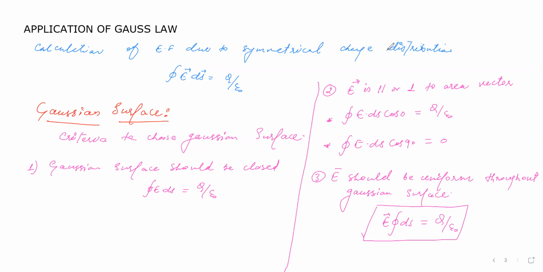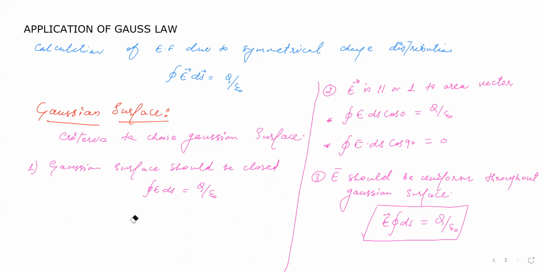So the first criterion is the Gaussian surface should be closed. Your Gaussian surface like this is possible, it is also possible, this is also possible. But if the surface is like this, you can look here, it is open. If your surface is open, then you can't use Gauss law. Are you clear or not? Your Gaussian surface should be closed.